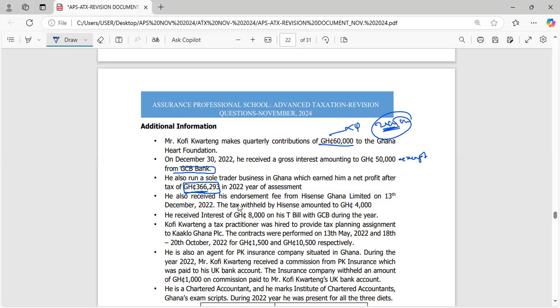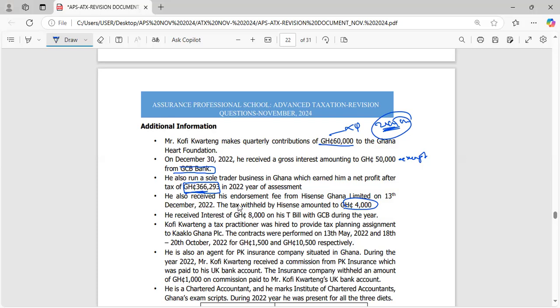He also received his endorsement fee from High Sense Ghana Limited. So 4,000 tax was deducted. Now, endorsement fee. What's the withholding tax rate on endorsement fee? See this question. The examiner did not give you the amount of the endorsement fee. You have to know the withholding tax. They only gave you the tax that was deducted, 4,000. So if you don't know the withholding tax rate on endorsement fee, you cannot do anything about this particular information.